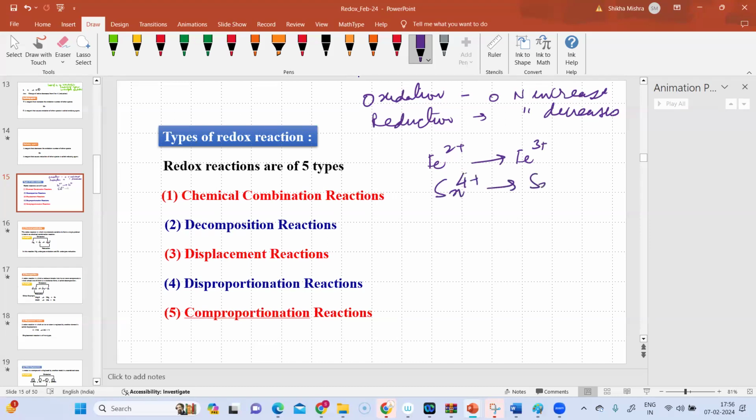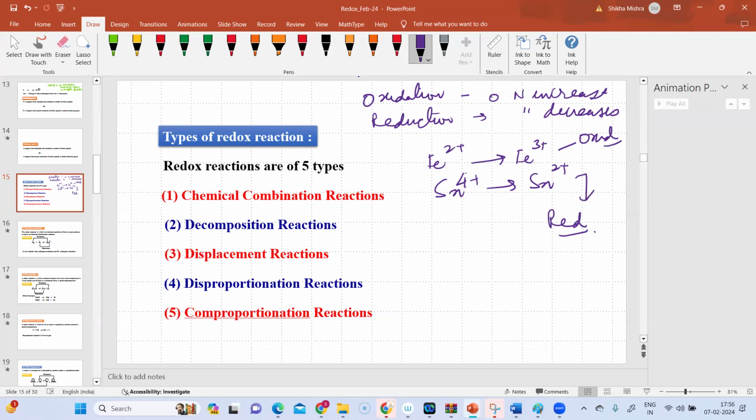Tin 4+ converting into tin 2+. Just pay attention, Ritika. Oxidation number is increasing. For iron 2+, it is 2, and for iron 3+, it is 3. So oxidation number is increasing. So the first case, conversion of Fe2+ into Fe3+, is an example of oxidation reaction. This one is an example of reduction reaction, right?